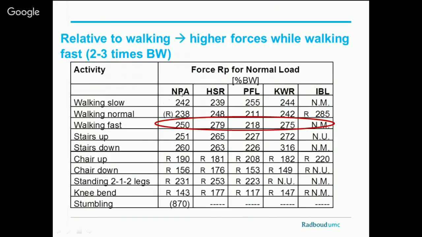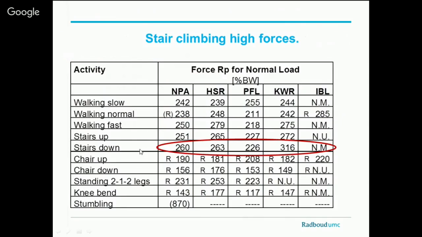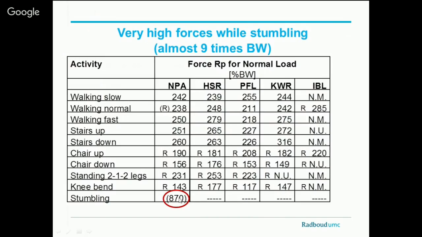Okay, so what I found is, it's a very busy table, but these are different patients who had an instrumented hip prosthesis. For walking fast, it is almost 2.5 to 3 times body weight. For stairs down, it is a little bit similar, but maybe a little bit higher, 3 times body weight. And for stumbling, they found another incidence of 8.7 times body weight.